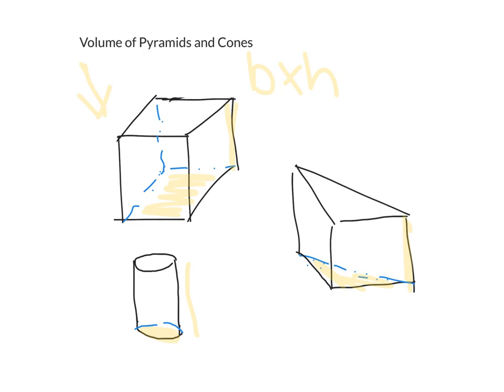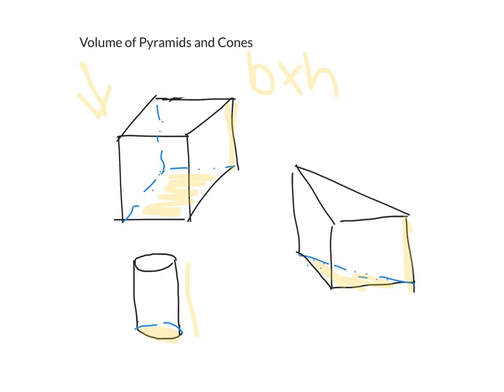So yesterday we talked about how to figure out the volume of rectangular prisms and cylinders. Today we're going to talk about how to figure out the volume of pyramids and cones. We're going to start with a review of how to figure out the volume of cylinders and prisms first. So let's go through that quickly.